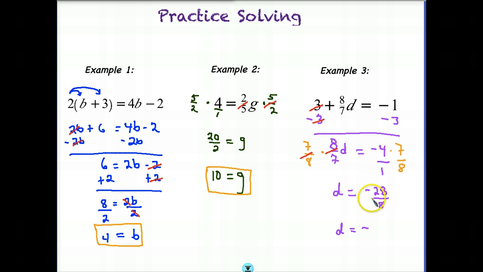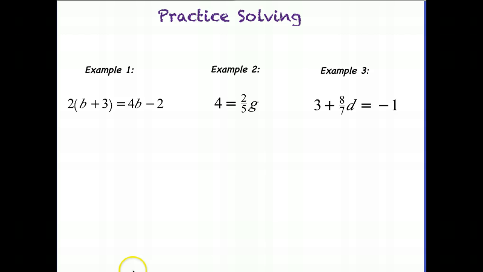Let's see, 7 times... Do a quick mental division. 4 goes into 8 2 times. And our final answer is going to be D equals negative 7 halves. All right, that concludes our review.